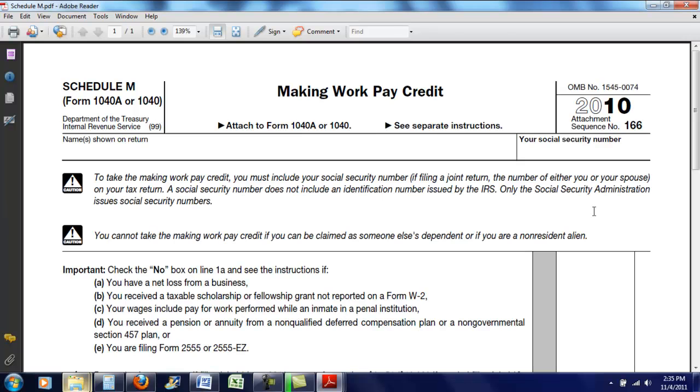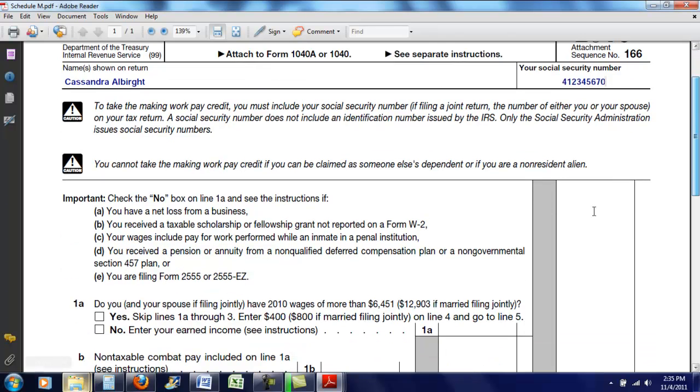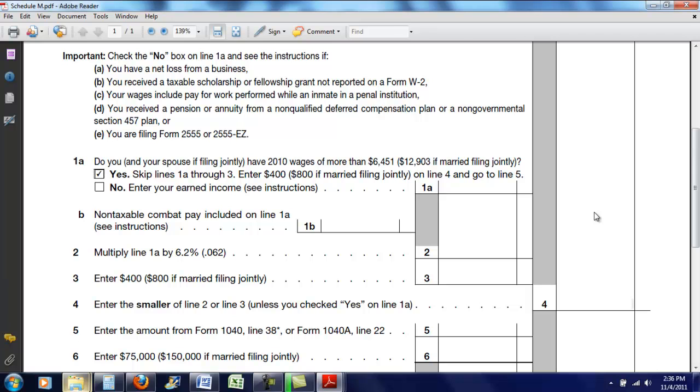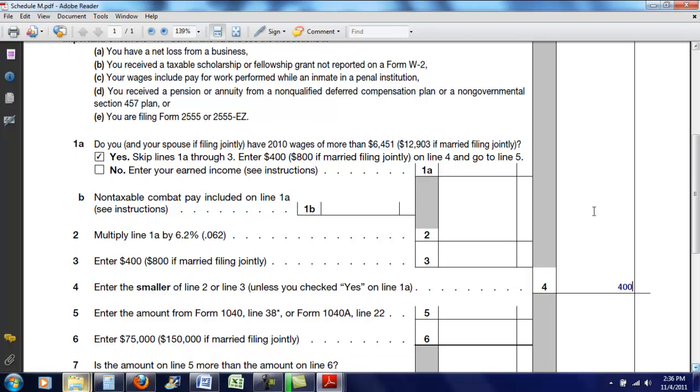All these PDFs are eating up the memory in my computer. So we have Cassandra Albright, she did make wages of more than $6,451. Enter 400. Her line 38, her AGI, was $91,043. We have to enter 75,000.